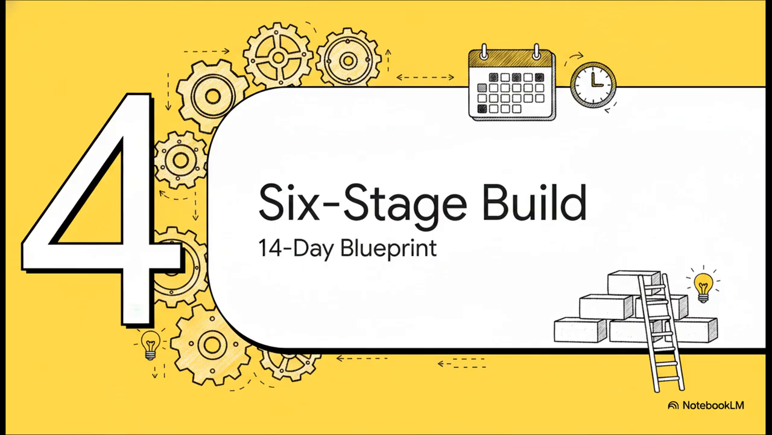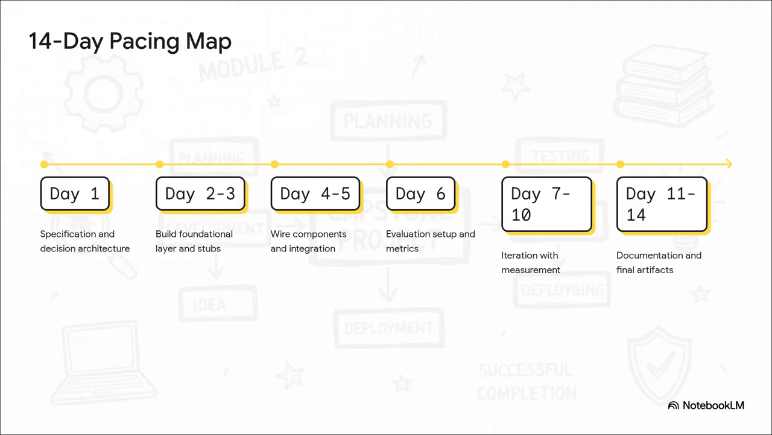All right, Section 4, the 6-stage build process. This is your pacing map for the next 14 days. This timeline maps out your 15-hour budget perfectly. Day 1 is purely specification, nailing down those 8 questions. Days 2 and 3 are for building your foundational pieces in total isolation, like getting your RAG index or your agent loop working alone. Look, pacing is absolutely crucial here.